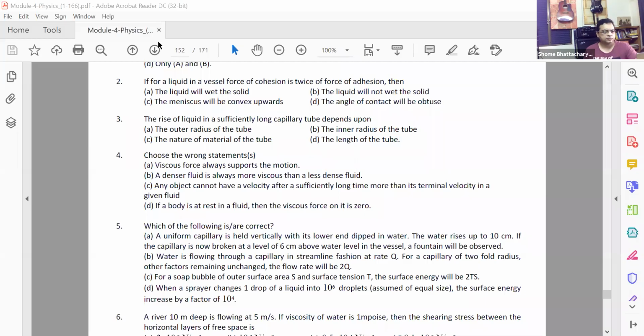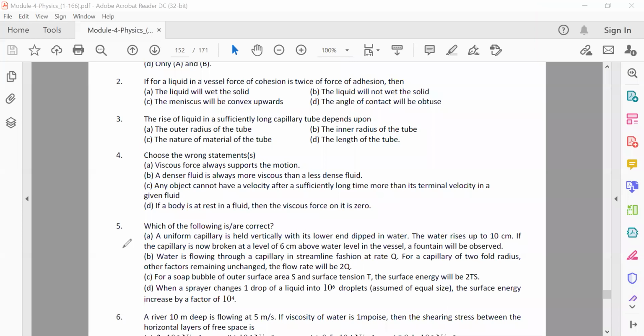So in fact, let me share it. Okay, so this is question number 5 here. A uniform capillary is held vertically with the lower end dipped in water. Water rises to 10 centimeters. Now, if the capillary is broken at a level of 6 centimeters, fountain will be observed. This is false. I'll explain what happens actually. Water is flowing through a capillary. The other options are clear, beta? Yes, sir, the other options are clear.